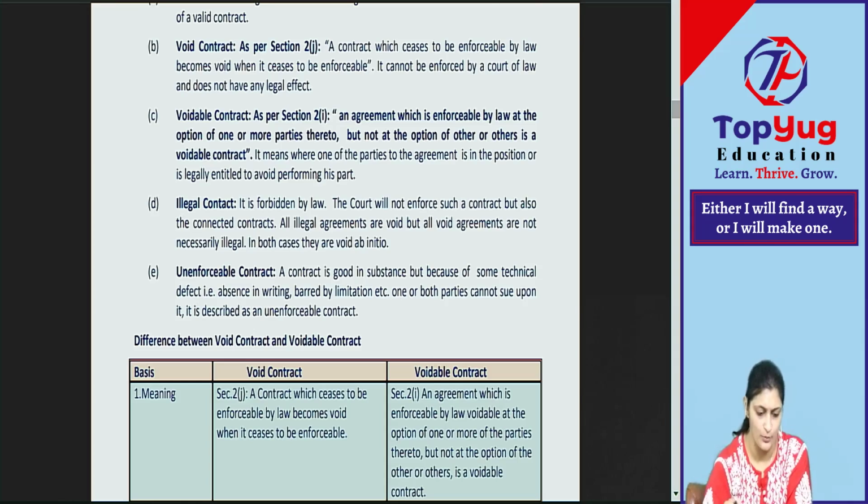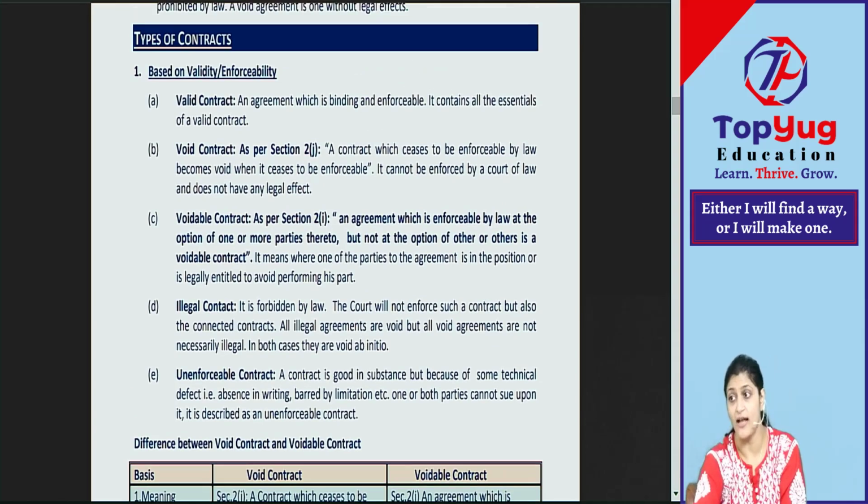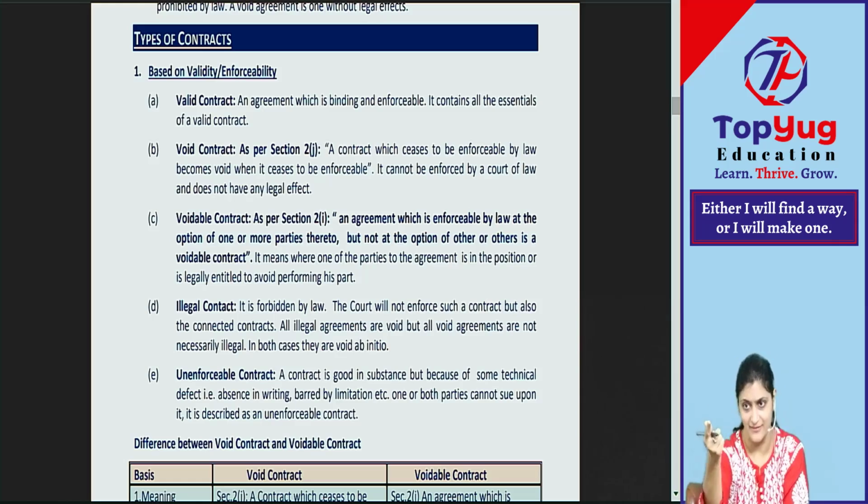Now, you tell me what do you mean by a valid contract? A valid contract is a contract enforceable by law. So all essential elements are present in any agreement, then only it is considered to be a valid contract. What is void? Which section? Clause J of section 2. What is the definition? Come on, anyone. Not enforceable. That is the definition. Enforceable by law becomes void when it ceases to be enforceable by law.